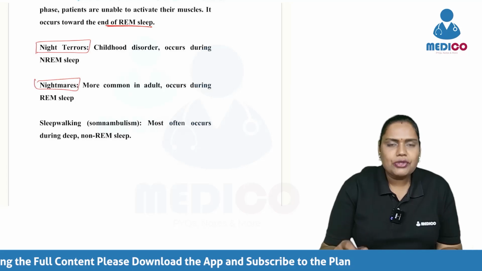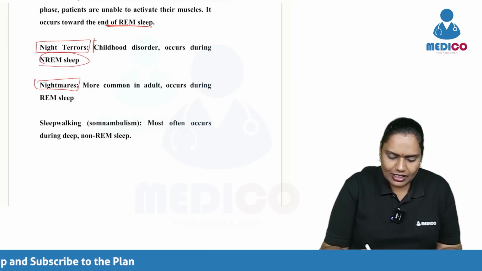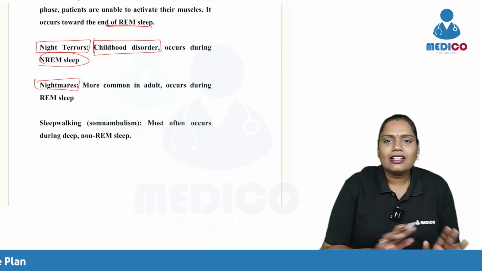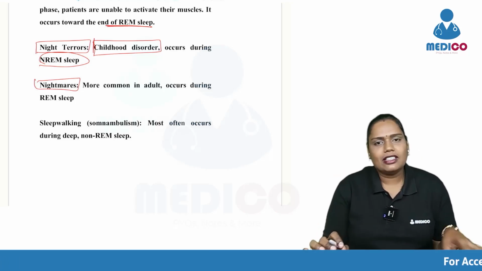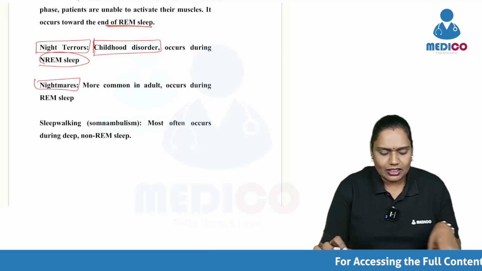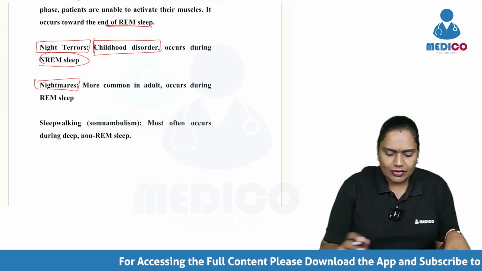Night terrors usually are a childhood disorder occurring during NREM sleep. These are the key words I wanted you to remember. That is why I didn't write much. Two words you have to remember. Night terror means it is a childhood disorder: NREM sleep disorder, slow wave sleep disorder.